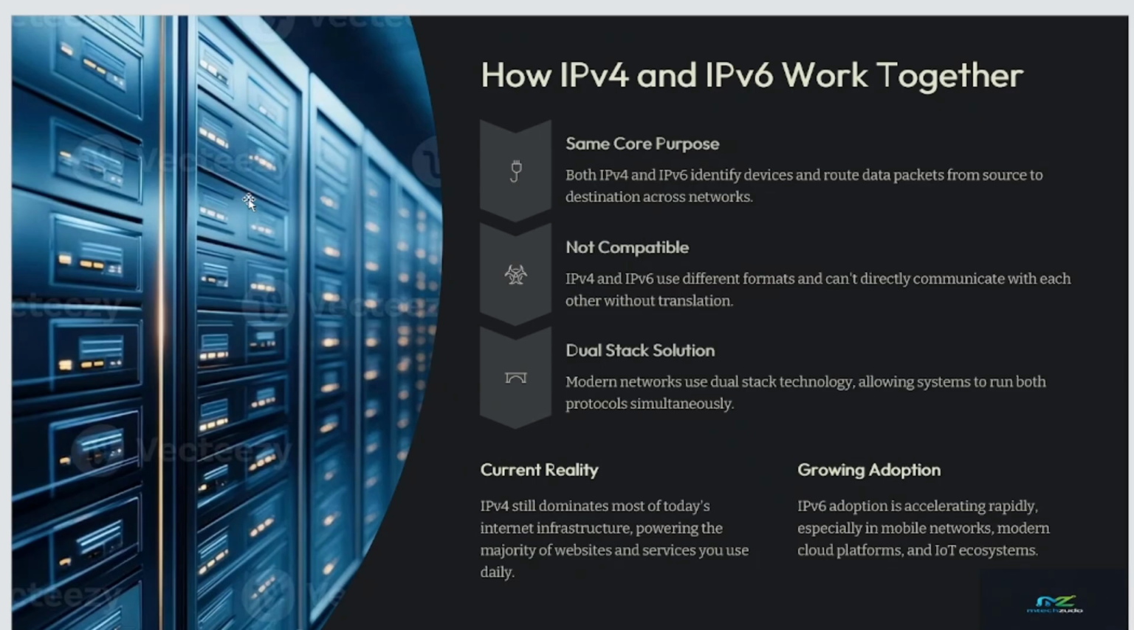How IPv4 and IPv6 work together. Both IPv4 and IPv6 serve the same purpose, identifying devices and guiding data from one point to another. Here's the catch. They are not directly compatible with each other because they use different formats. So, many networks today use something called dual stack technology. It allows systems to use both IPv4 and IPv6 simultaneously.